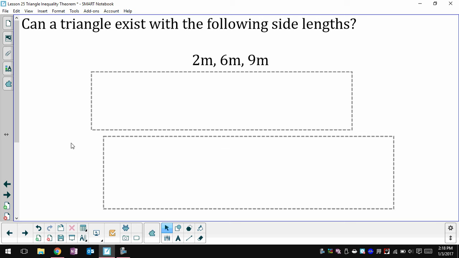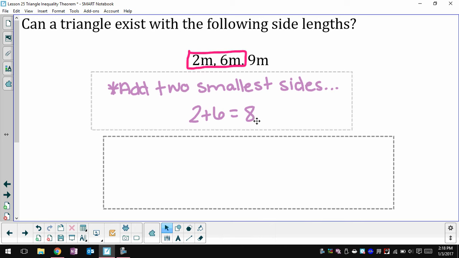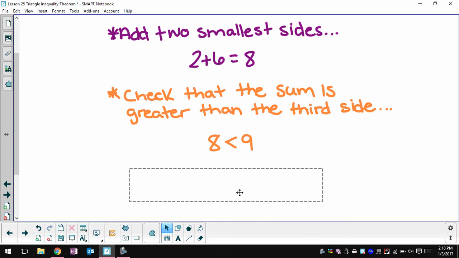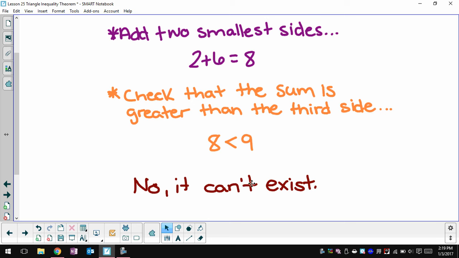Go ahead and pause here and use the last two as an example, and check to see if you can build a triangle with sides 2 meters, 6 meters, and 9 meters. I'm going to pick the two smaller ones again, and they come first again, just the way I listed them this time. I'm adding 2 and 6, I get 8. 8 is not bigger than 9, so the two smaller sides added together is not bigger than the third side. That doesn't satisfy the theorem, so no, we cannot build a triangle with these three sides.